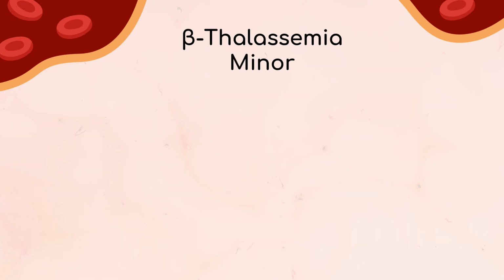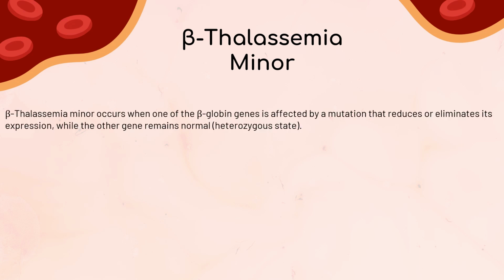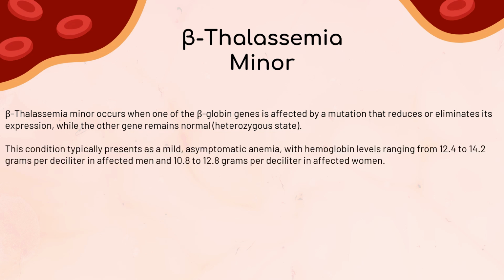Second, beta-thalassemia minor, also known as the beta-thalassemia trait. Beta-thalassemia minor occurs when one of the beta-globin genes is affected by a mutation that reduces or eliminates its expression, while the other gene remains normal, the heterozygous state. This condition typically presents as a mild, asymptomatic anemia, with hemoglobin levels ranging from 12.4 to 14.2 grams per deciliter in affected men and 10.8 to 12.8 grams per deciliter in affected women.